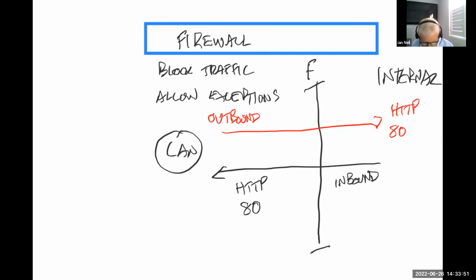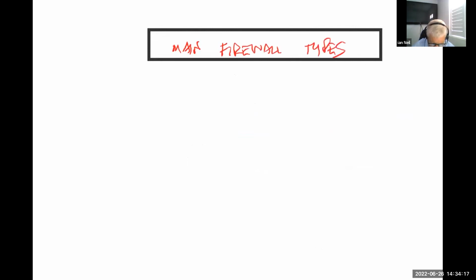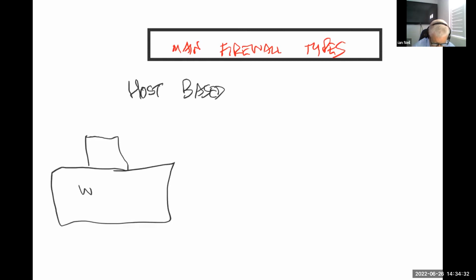So let's go and look at a couple of basic firewalls. Here we go. And we're going to call this the main firewall type. And the first one is host-based. So what I've got with host-based firewall, here is my Windows 10 desktop. And here is the firewall on my desktop. Now, when I've got the firewall on my desktop, it's protecting me from attacks.